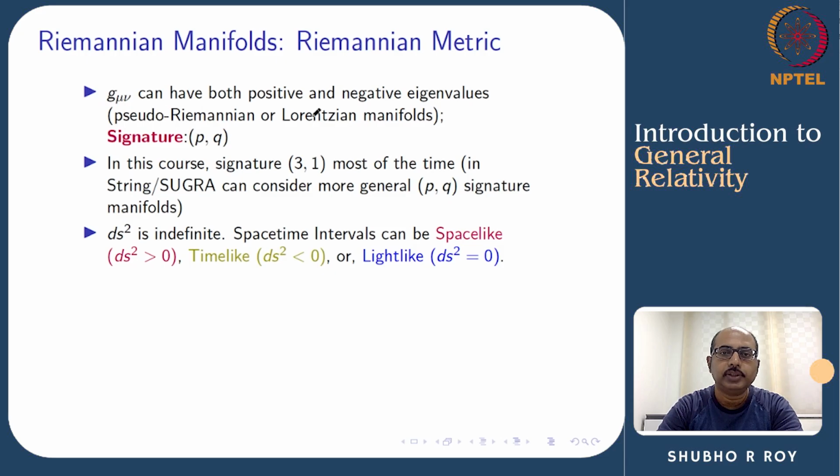Now, since G has positive and negative eigenvalues, ds squared, the distance between two infinitesimally close points, is indefinite. It can be positive, negative, or 0. So space-time intervals can be space-like if the line element is positive, time-like if the line element is negative, or light-like if the line element is 0.